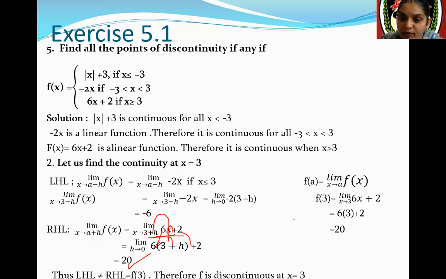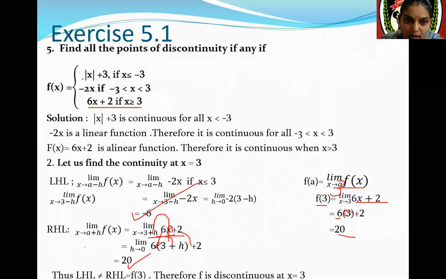Now, the value of f at 3. It is limit of f of x as x tends to 3. Where is the equal to sign? Equal to sign for 3 is at the function 6x plus 2. So I have considered the function 6x plus 2. 6 into x replaced by 3, so 6 into 3 plus 2, it is 20. So you will observe here, left hand limit is minus 6, right hand limit is 20. This means left hand limit is not equal to the right hand limit. Even though the right hand limit is equal to f at 3, there is a break. Hence, f is discontinuous at x equal to 3.